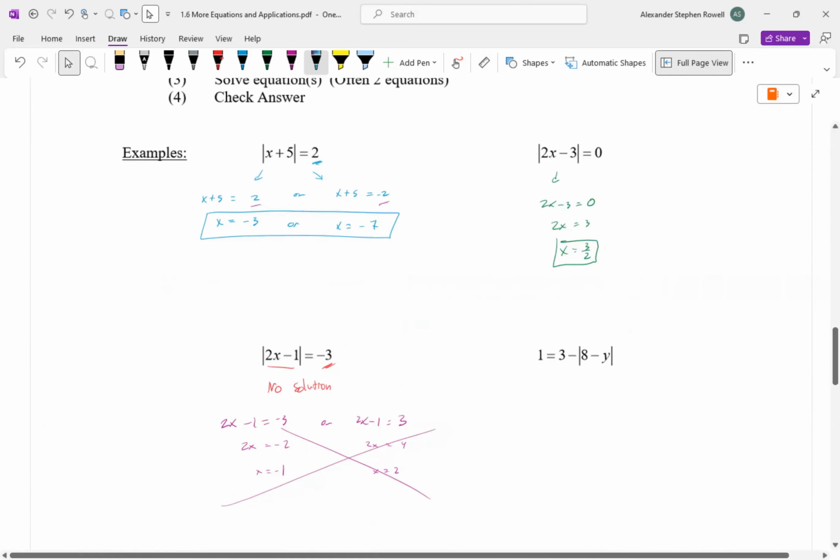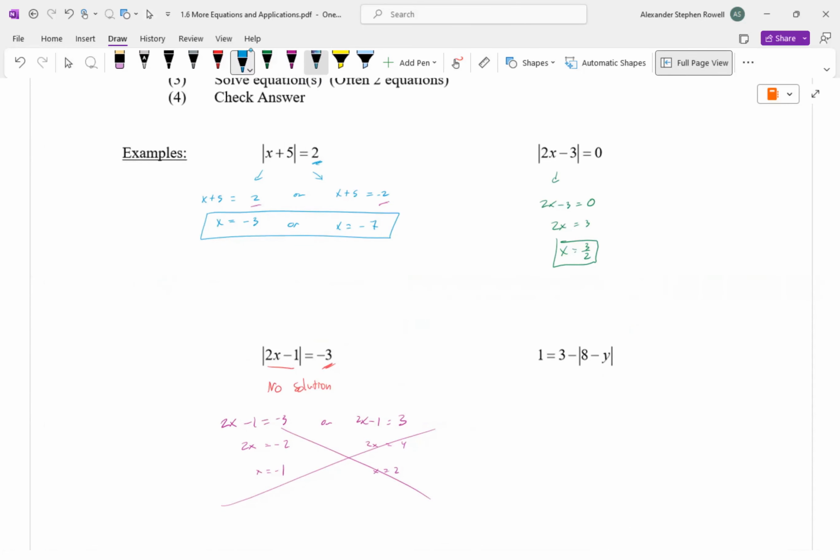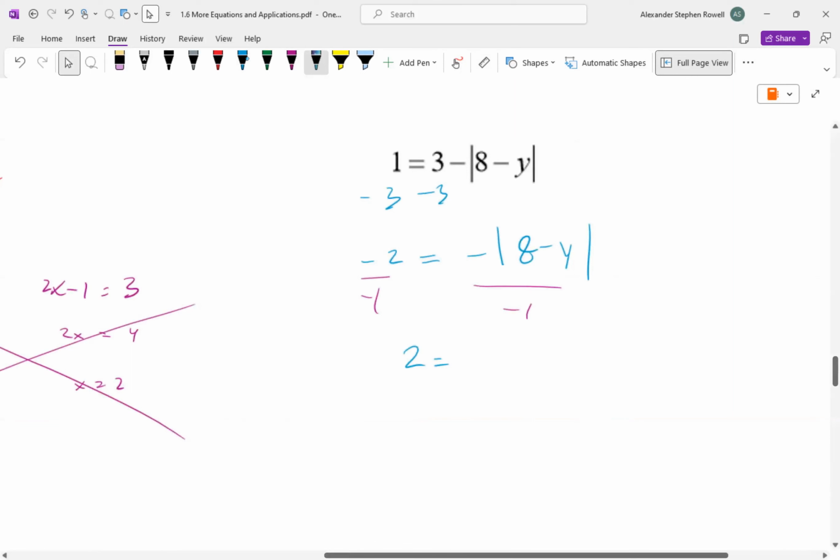All right, 1 minute left. I need to isolate the absolute value first. Otherwise, it won't work out. I subtract 3 from both sides. Negative 2 equals the negative absolute value of 8 minus y. What's the next step? Very good. Divide by negative 1. We get 2 is equal to the absolute value of 8 minus y. Does it make sense? Yes, absolute value can be positive too.